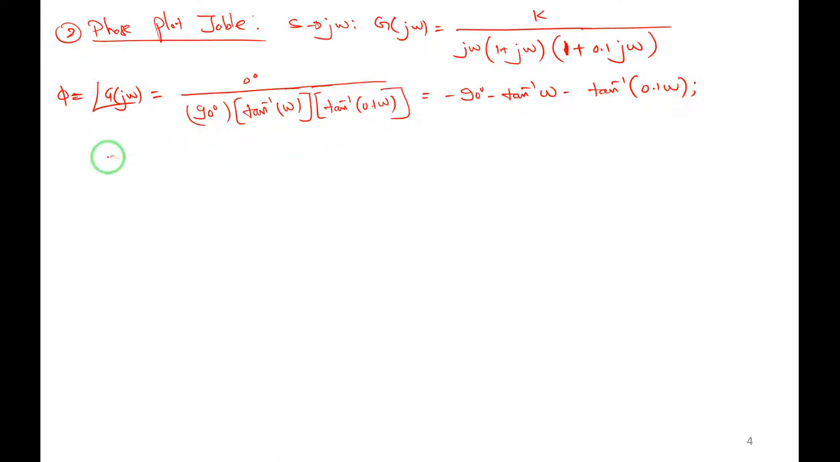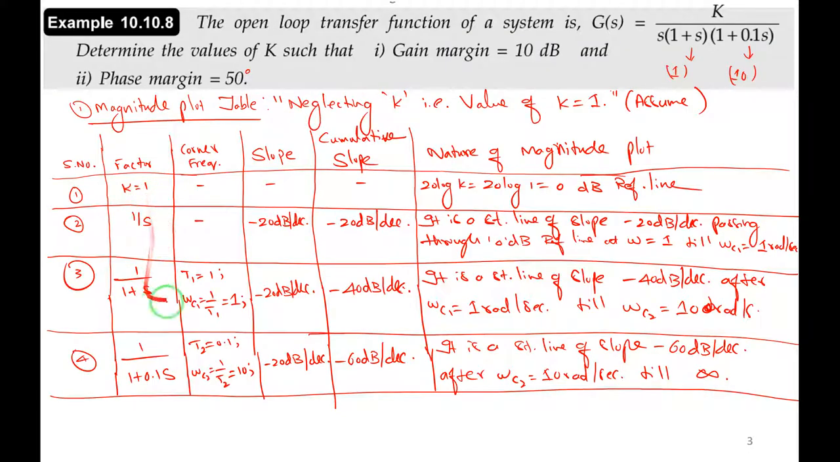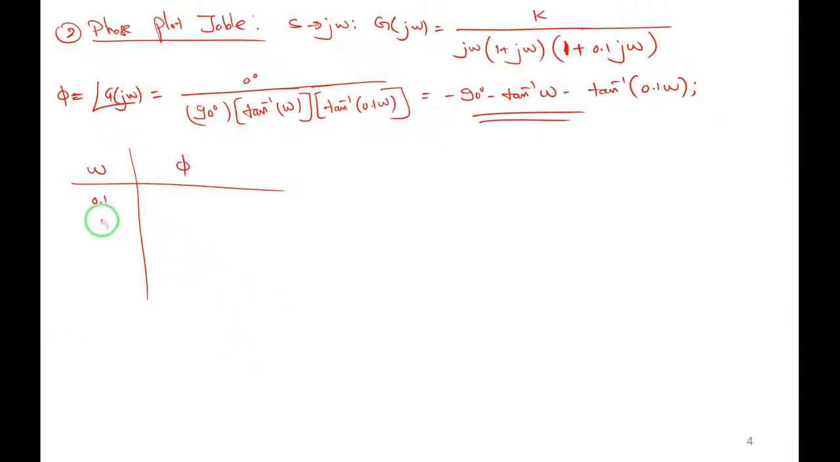So let us construct the phase plot table here, for various values of omega and phi. The phi equation is this. This is phi, right? So no need to write, but if you want, you can write. Let me start with 0.1. Then next, we should include all the corner frequencies. So 1 radian and 10 radians I have to include compulsorily. So from 0.1 to 1, let me take a middle point, 0.5, then 1.